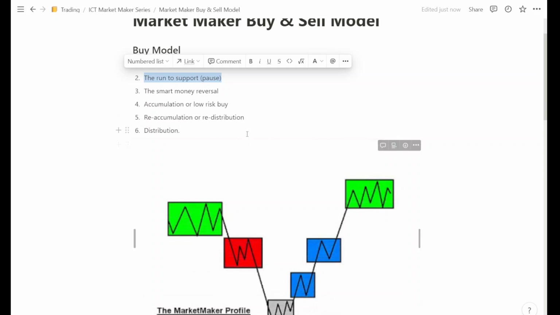Okay, or up if we are looking at the sell model. Okay, and then at this run to support, usually there may be a run on stop. Okay, it might just simply be an optimal trade entry between the high of the consolidation and the low that forms, or it can form a short-term low and then sweep the short-term low.